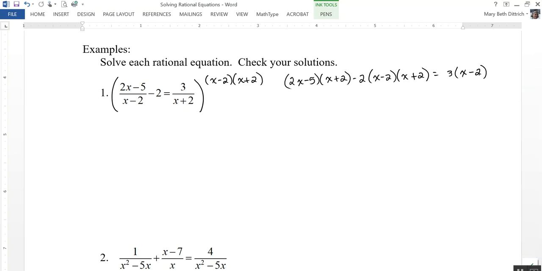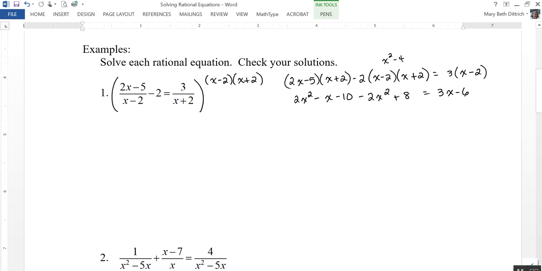So what I want to do is simplify, go ahead and get rid of all of my parentheses here. So this is going to give me 2x squared, negative 5x plus 4x is a negative x, minus 10. And I know that these two binomials here are x squared minus 4. So multiplying by negative 2 gives me a negative 2x squared plus 8. And that's equal to 3x minus 6.